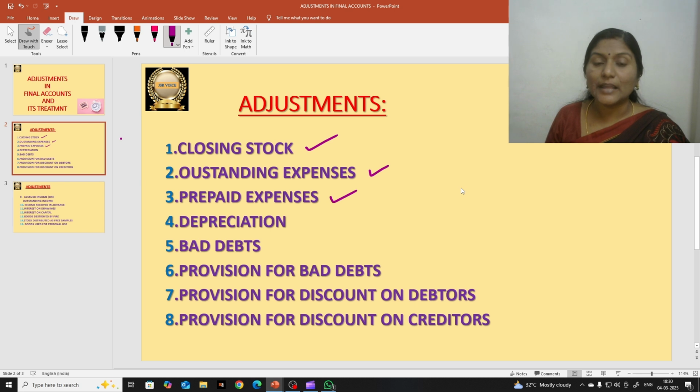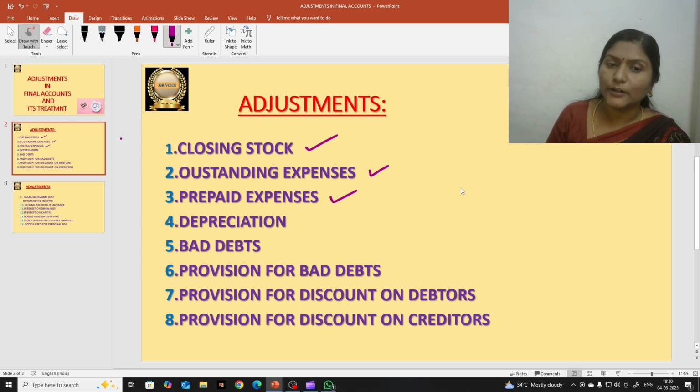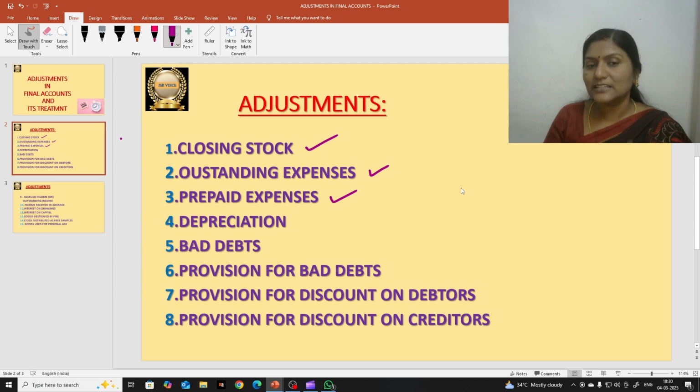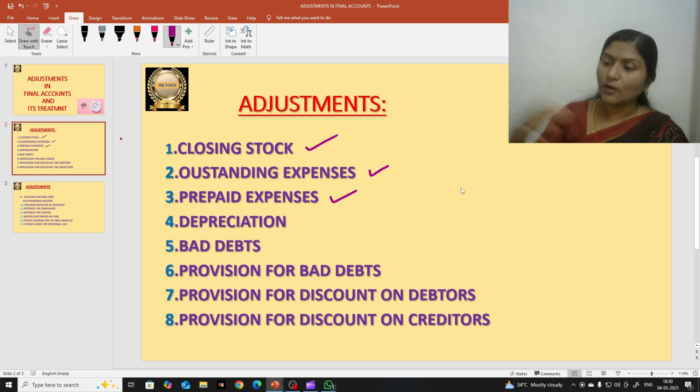And next one is depreciation. Depreciation, definitely you will get either one or two adjustments related to depreciation, outstanding expenses, prepaid expenses. Closing stock is a compulsory adjustment in the final accounts. Okay, so let us discuss depreciation. In the adjustments, one time we should record it on the profit and loss account debit side as to depreciation on machinery, if it is on machinery. You calculate it there and record it in the amount column.